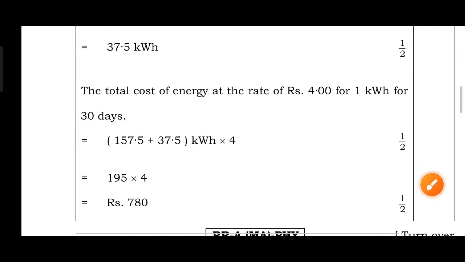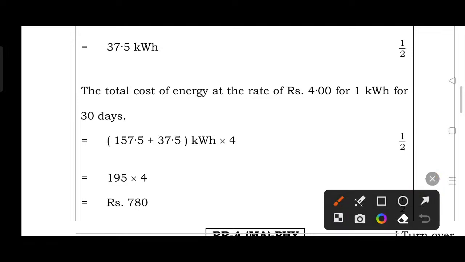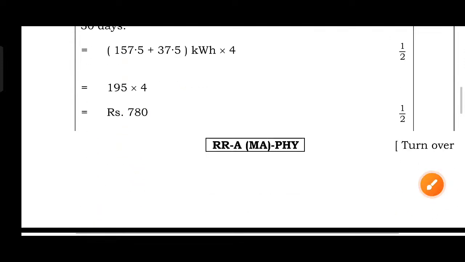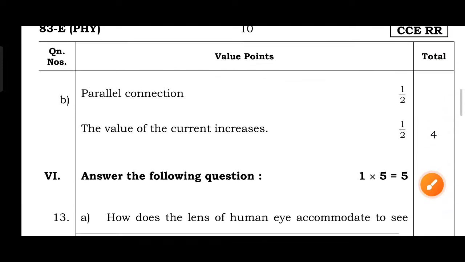Then the total cost of energy at the rate of Rs 4 for 1 kilowatt hour for 30 days. For the iron box and toaster, we have to add both and multiply with 4, because each unit carries 4 rupees. That's why 157.5 plus 37.5 is 195, into 4. The bill is 780 rupees. How much rupees? 780 rupees.